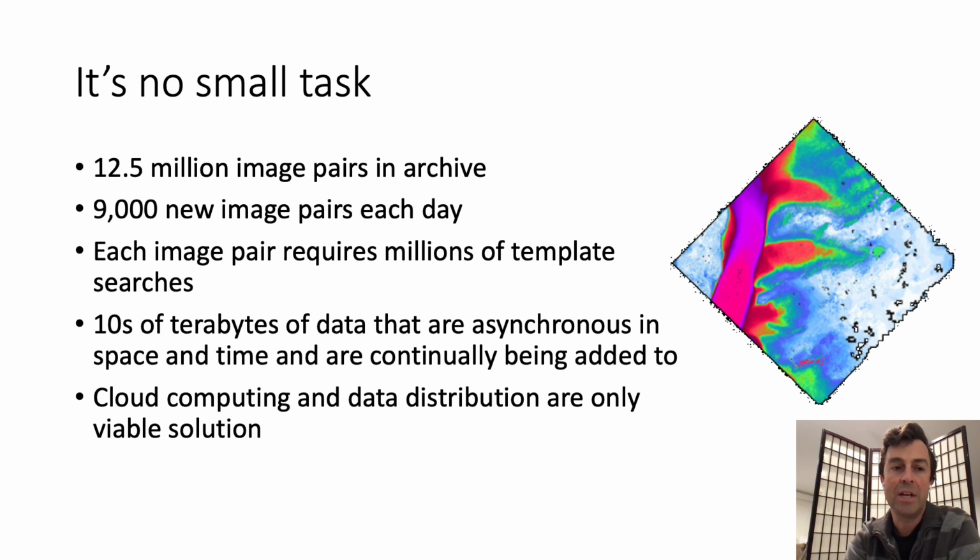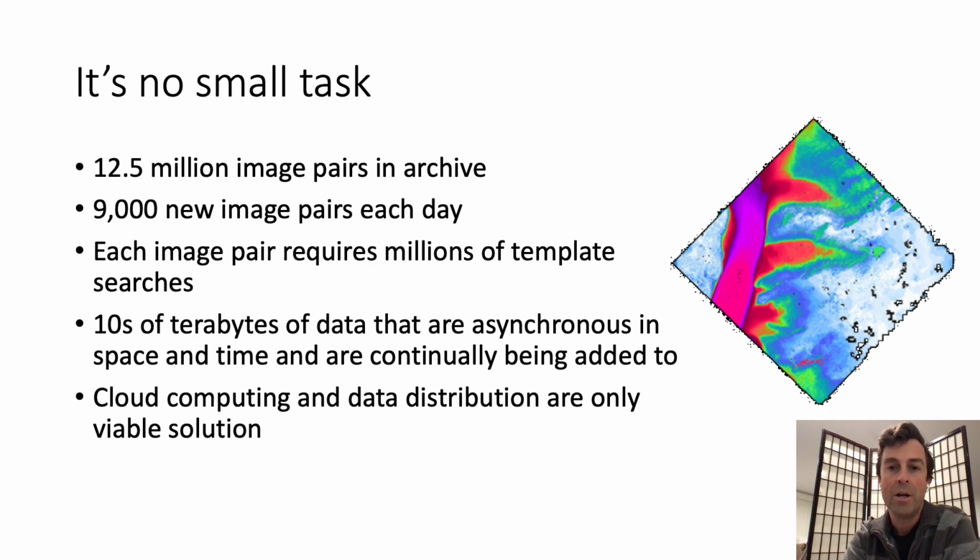So this is no small task. This generates a huge amount of data. Just in the archive that exists today, there are about 12.5 million image pairs that need to be searched. And looking at the record as it continues into the future, there are 9,000 new image pairs to search every single day. And each image pair requires millions of template searches. So you're doing a dense search between the two images, and it generates tens of terabytes of data. And so the only way to do this is through cloud computing and distribution through the cloud.